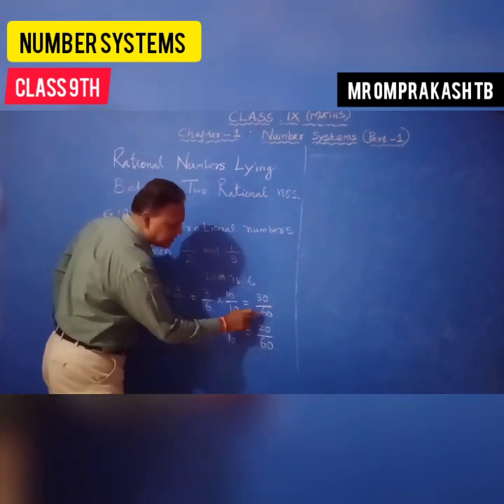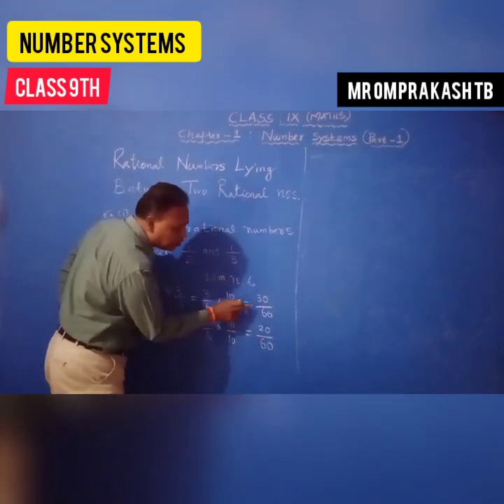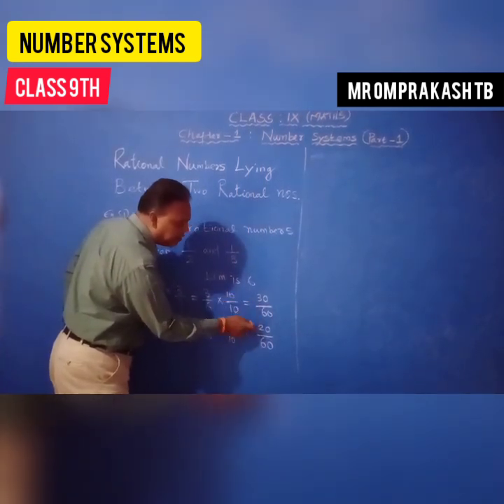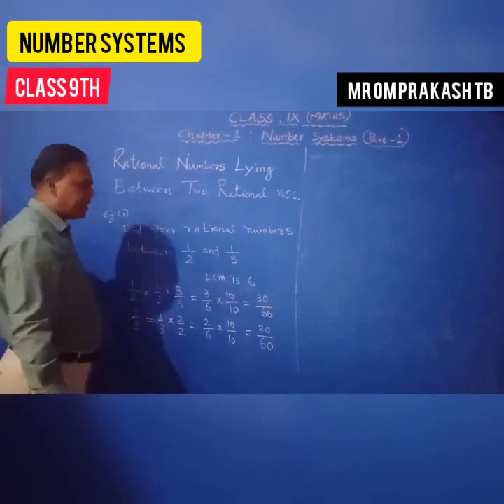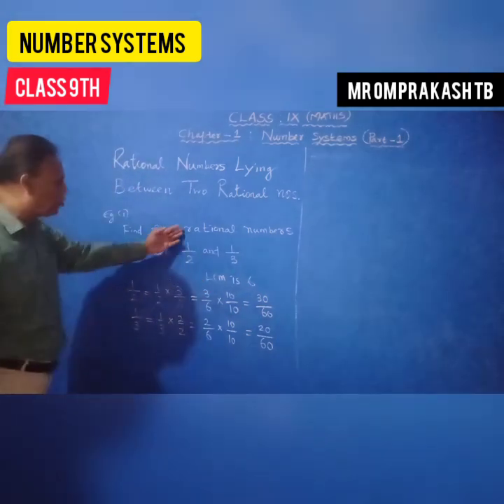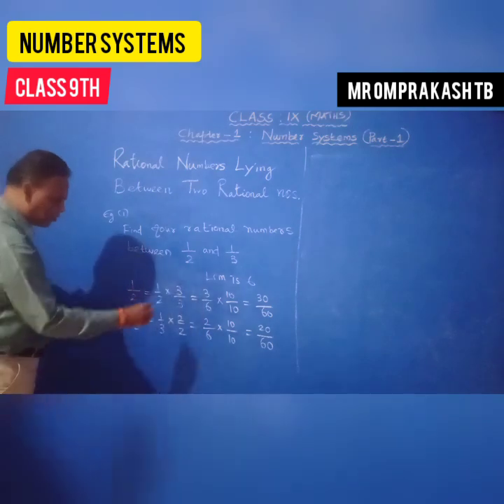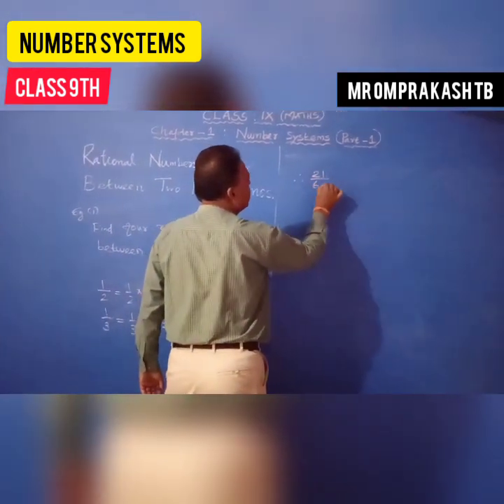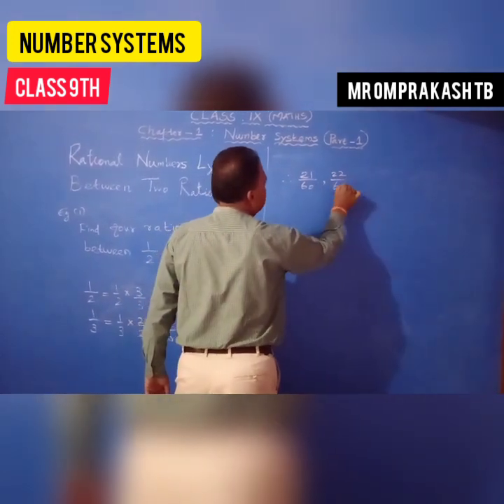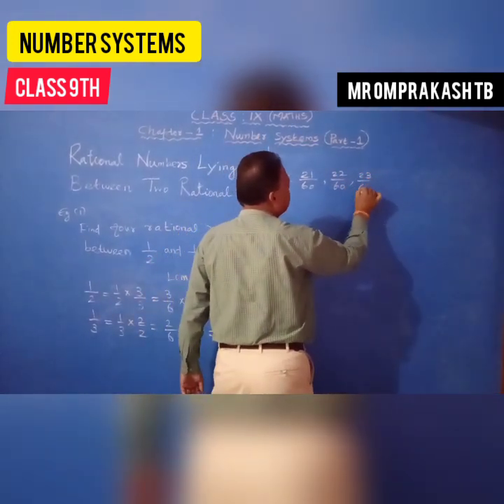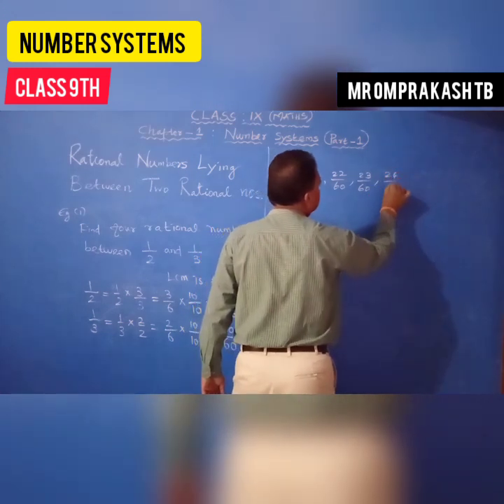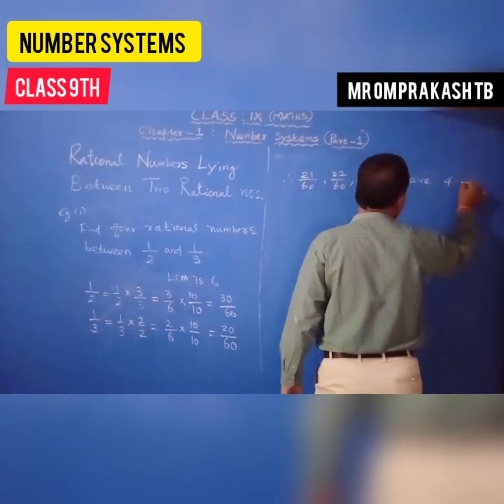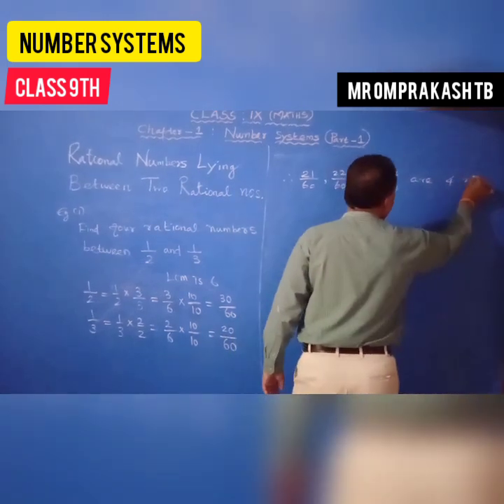Now see the denominator, same. Denominators are same. So now see the numerator, 30 and 20. Between 30 and 20, nearly what? 9 numbers are there. So we have to write only 4 numbers. So easily we can write. That is 21 by 60. Therefore 21 by 60, 22 by 60, 23 by 60, 24 by 60. These are 4 rational numbers between 1 by 2 and 1 by 3.